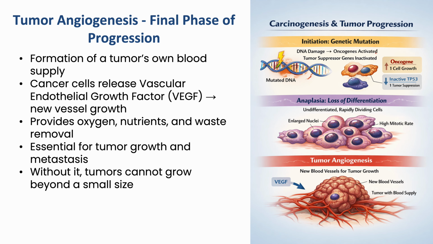Let's talk about tumor angiogenesis. This is the final phase of progression. As tumors grow, they require their own blood supply. Cancer cells release VEGF, which stimulates angiogenesis, or new blood vessel formation. Basically, they're creating their own blood supply because remember, they want to overgrow and invade, and in order to do that, they still need a blood supply. This provides the oxygen and nutrients they need to continue tumor growth and metastasis.